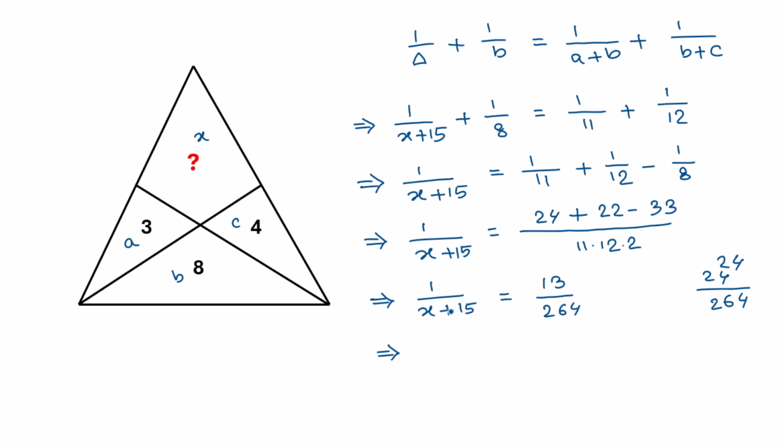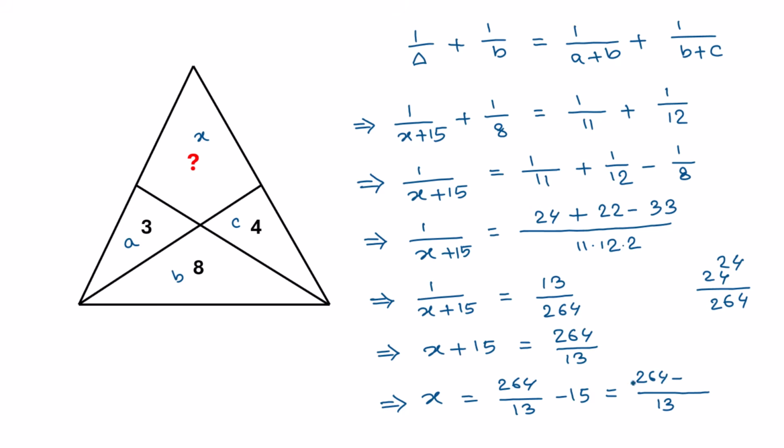Reversing both sides, we get x plus 15 is equal to the inverse of this, 264 over 13, and taking this 15 to the right side, we get x is equal to 264 over 13 minus 15, which is equal to 264 minus 13 times 15, which is 195, and 264 minus 195 is 69, over 13.